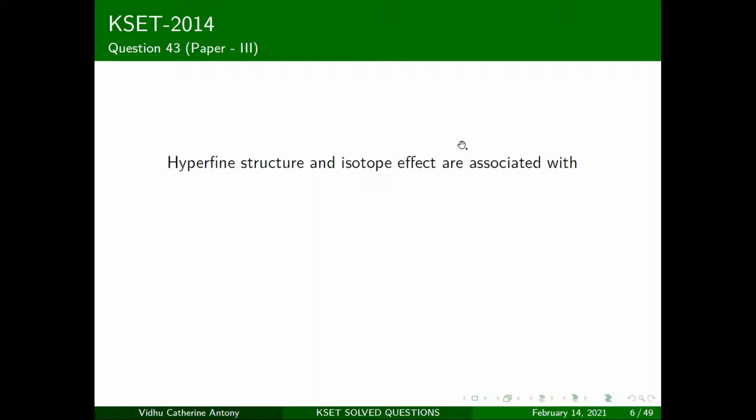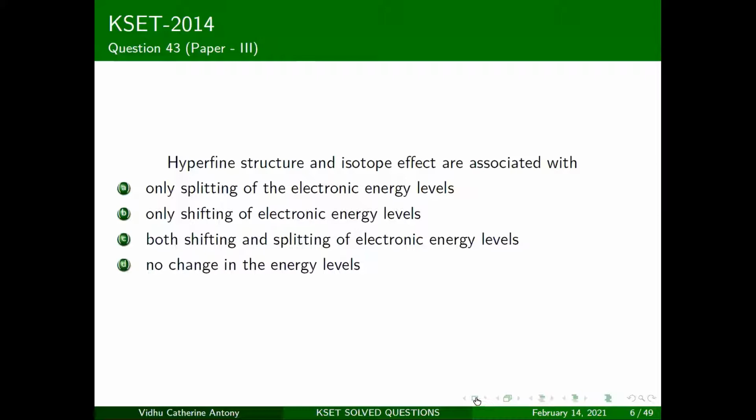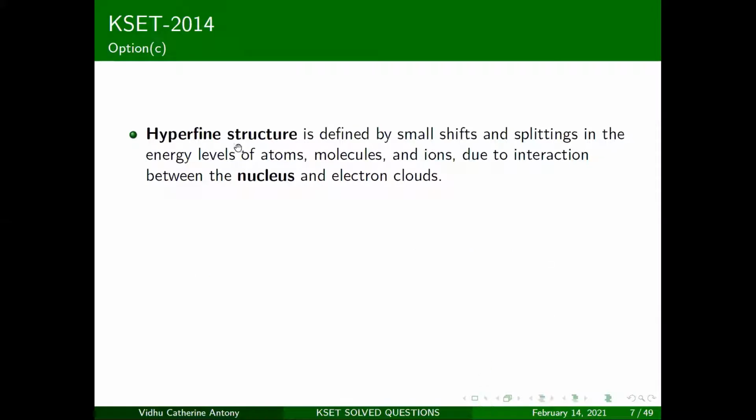Okay, so let's move on to the next question. The hyperfine structure and isotope effect are associated with only splitting of the electronic energy levels, only shifting of the electronic energy levels, both shifting and splitting of the electronic energy levels, or no change in the energy levels. So the option is basically C, and we'll look into why that is. Anything to do with hyperfine structure has to do with the nucleus. So whenever you hear hyperfine, it's basically something that deals with the nucleus.